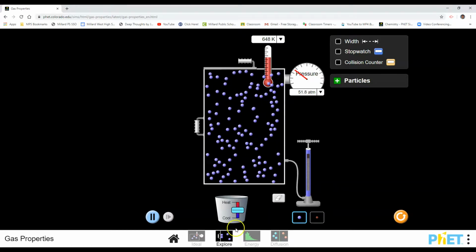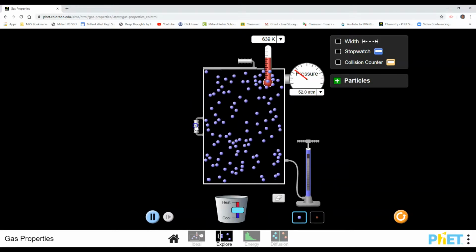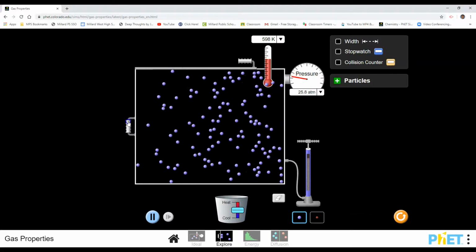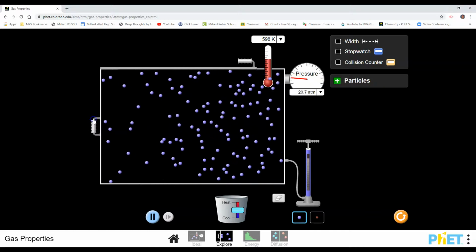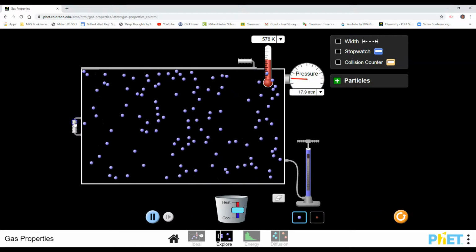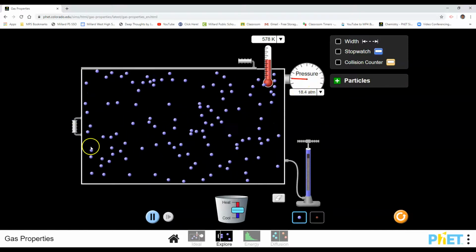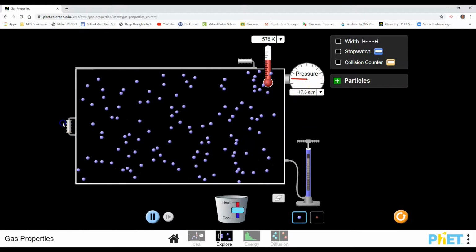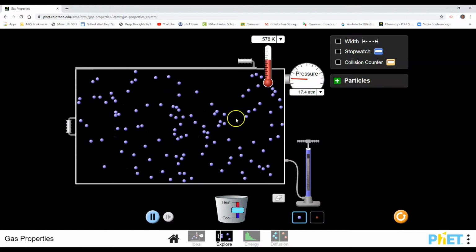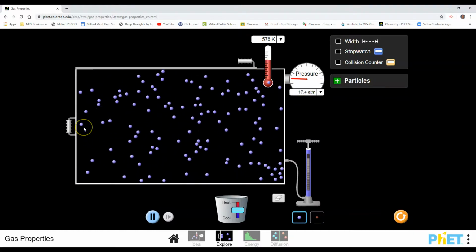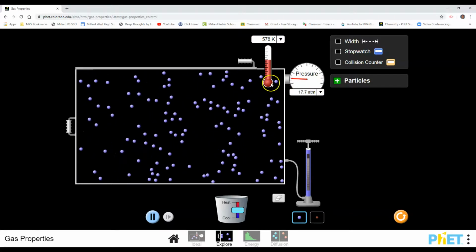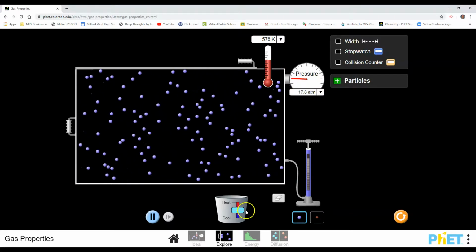Okay, let's do the other one. So if we make the box bigger, if I take this and I expand the box, the container, okay, notice they're spreading out. Okay, they don't collide with the walls as frequently. Okay, you'll notice that the pressure is definitely dropping and the temp dropped, I think, a little bit. Okay, so expanding gases, volume gets bigger, pressure goes down, temperature goes down.